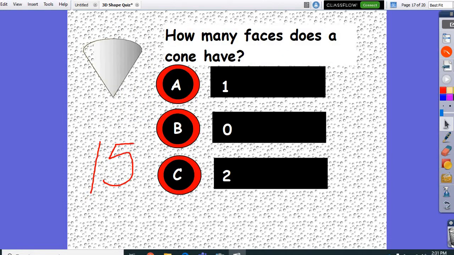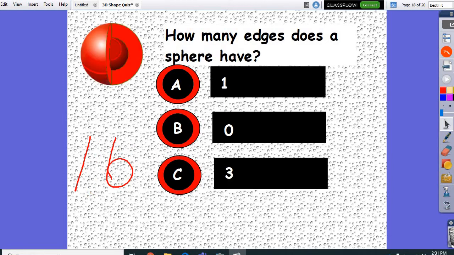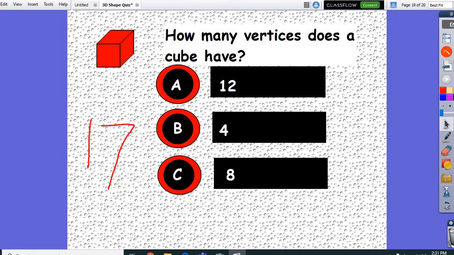How many faces does a cone have? How many edges does a sphere have? And how many vertices does a cube have? How many vertices?